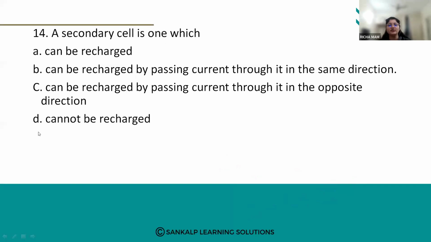A secondary cell is one which: A. can be recharged, B. can be recharged by passing current through it in the same direction, C. can be recharged by passing current through it in the opposite direction, D. cannot be recharged. What is a secondary cell? There are two types of cell. You might know primary cell and secondary cell. So what is the difference?